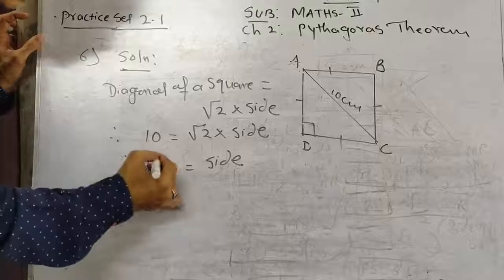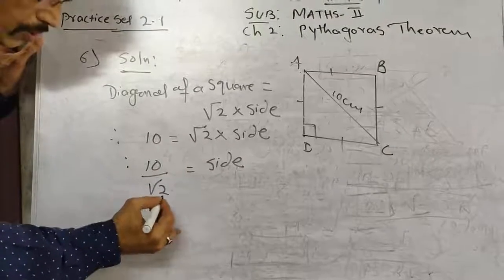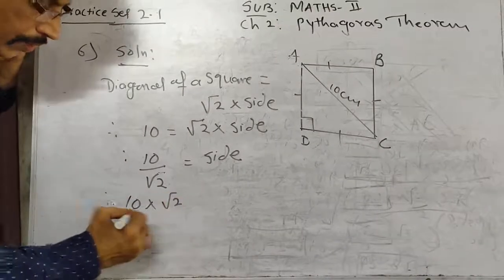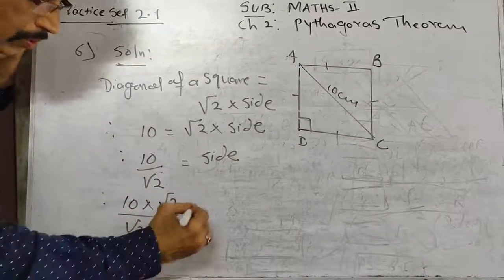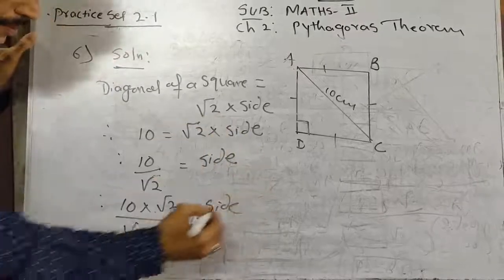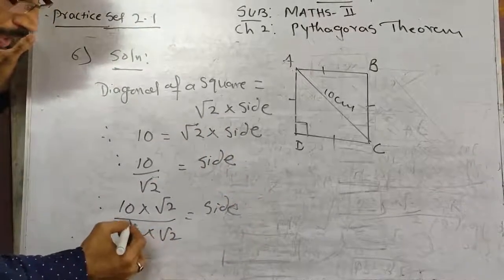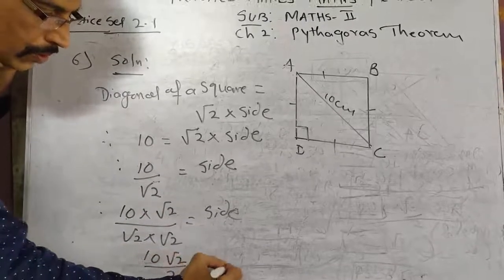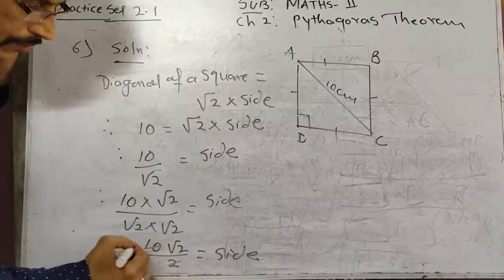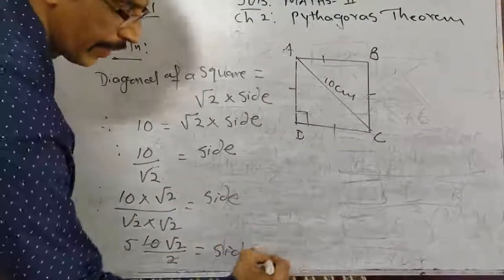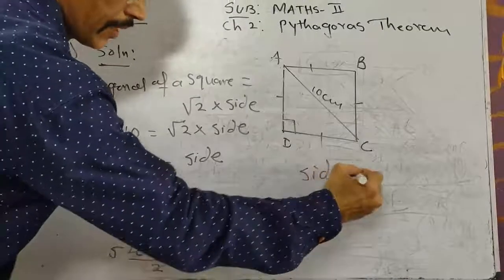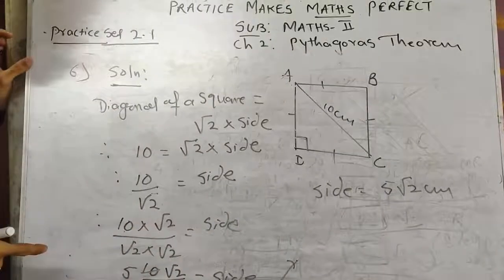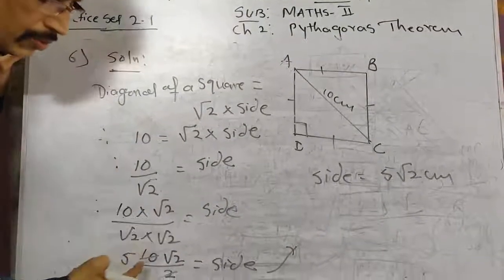Now you have to rationalize this. You will rationalize this because you can see here down it is root 2. So what you will do? You will multiply up also root 2 and you will multiply down also root 2. You have to rationalize it. Okay? So this will become 10 root 2 upon 2 is equal to side. 2 ones are 2, 2 5s are 10. So the side will be 5 root 2 centimeter. After rationalizing, you got the side 5 root 2.